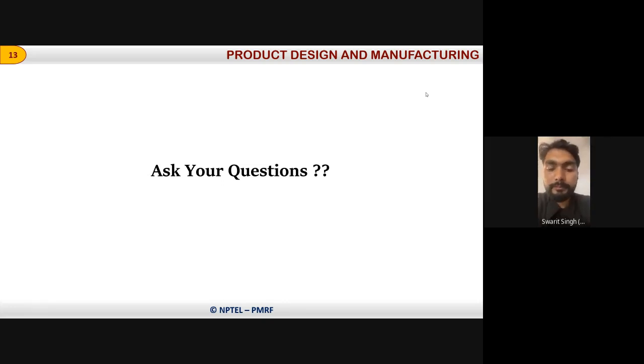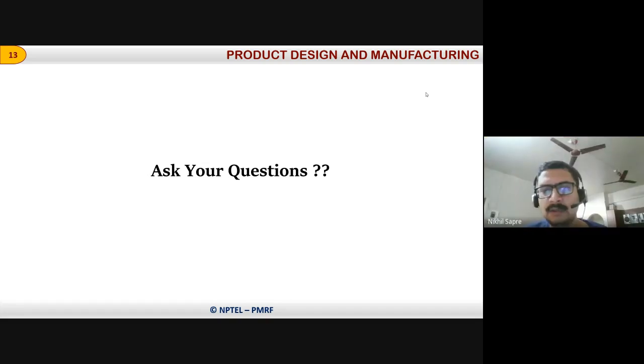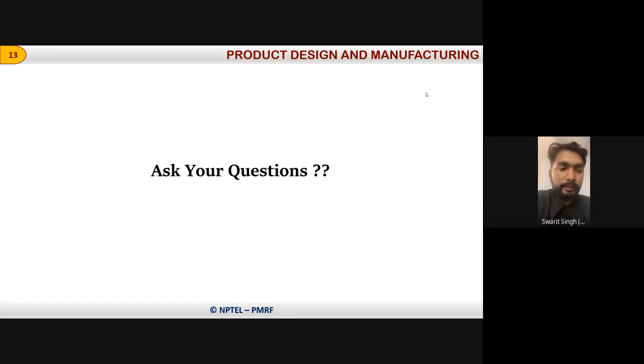Sir, in the actual exam which we will have on production, product design and manufacturing, shall all the questions be MCQ only, or do we have to write also? No, as per the current trend, this NPTEL examination is always objective type. It is aligned with objective type.